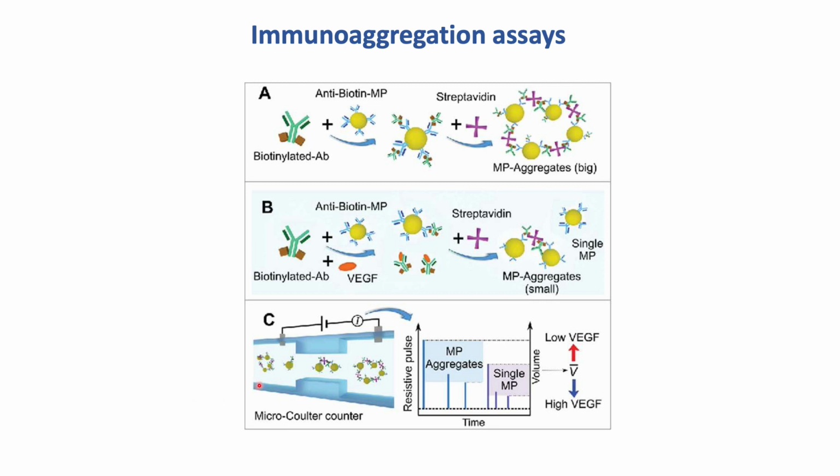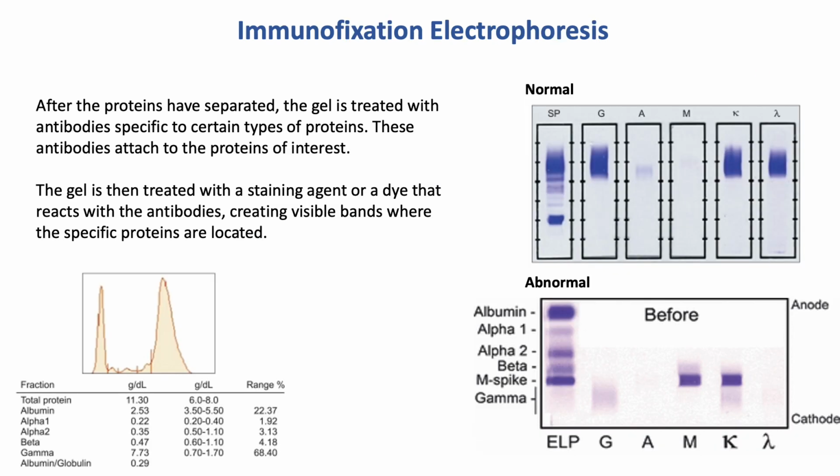Now, based on the size of these aggregates, it could be interpreted whether the analyte is present or not. Its relative concentration could also be measured. Like here, like we said, small aggregates mean there's high VEGF, and larger aggregates mean either there's low VEGF or there's no VEGF, there's no analyte. So this is the basis of immunoaggregation assays. And the next one is the immunofixation assay.